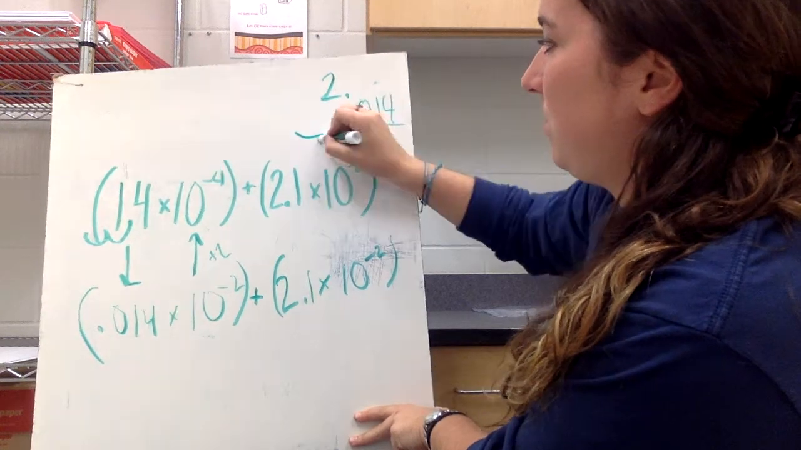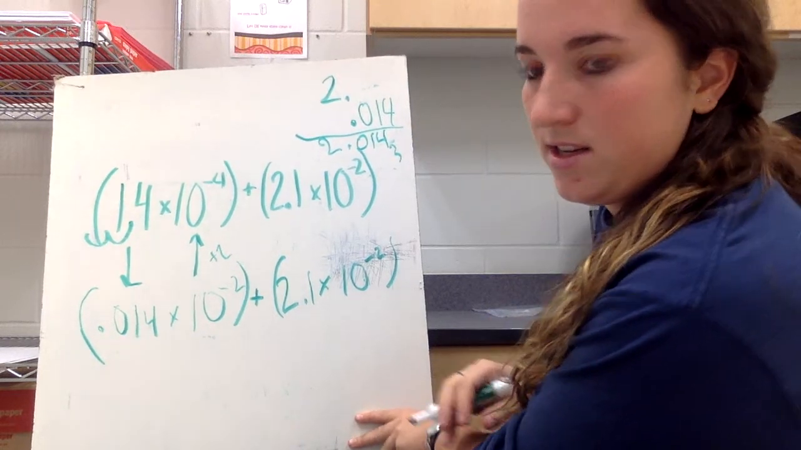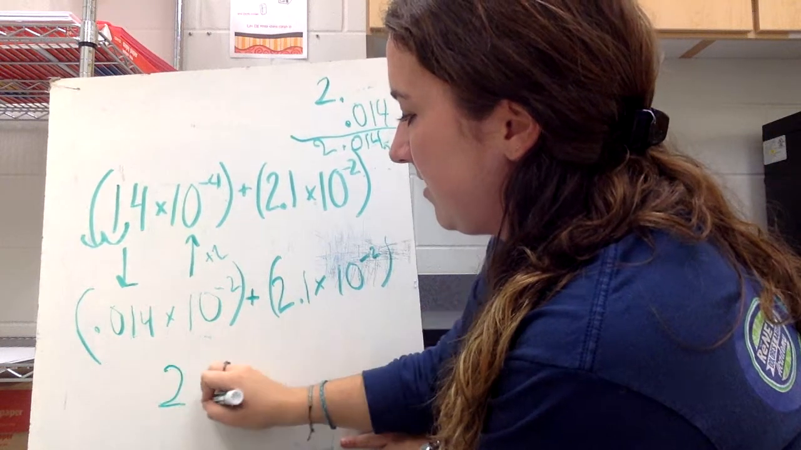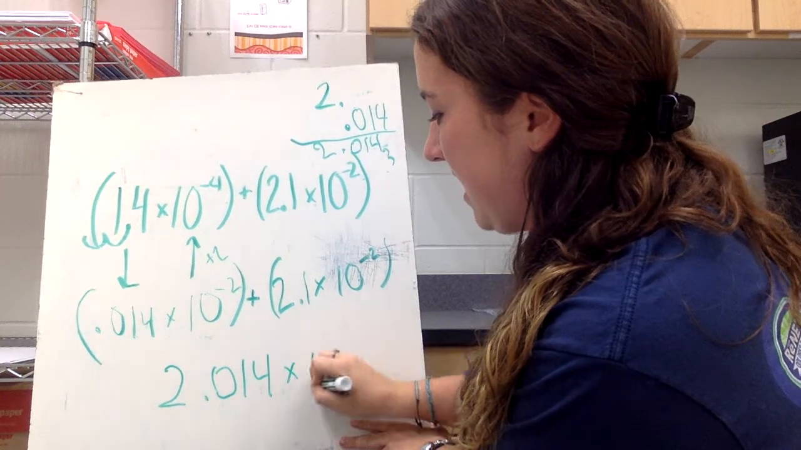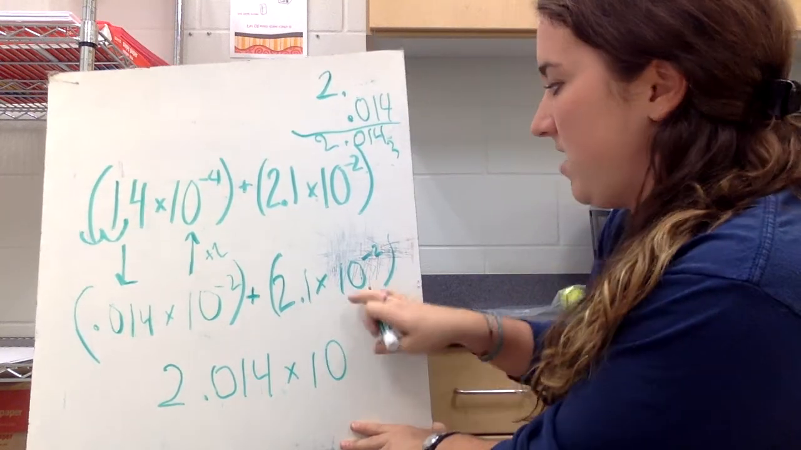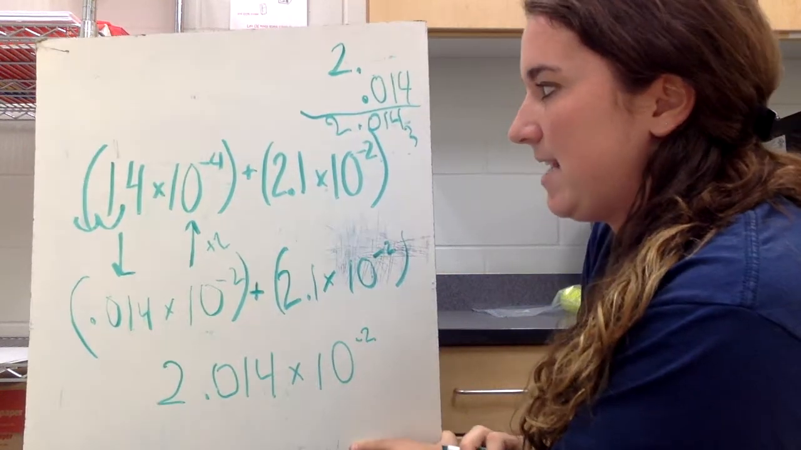And I'll get 2 and 14 thousandths. So I have 2 and 14 thousandths. And then what's my exponent going to be for my tens? My exponent stays the same because it just tells us the place value. So it'll be negative 2.